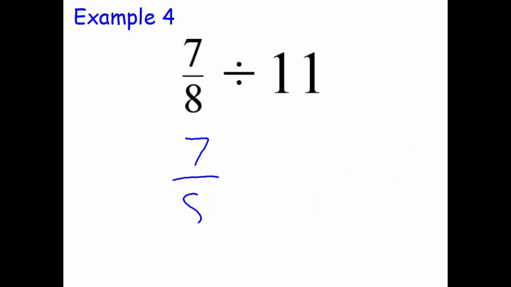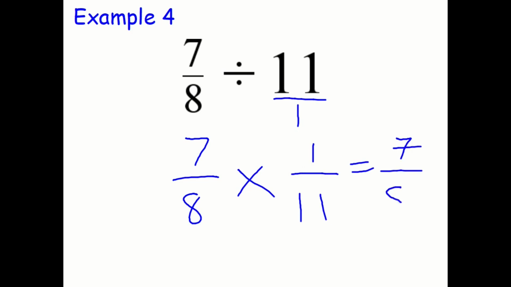Keep this the same, swap that, and flip this. Well, this is 11 over 1, so the flip of it is 1 over 11. Multiply across the top, 7 times 1 is 7. Multiply across the bottom, 8 times 11 is 88. 7/88 is the answer to number 4.